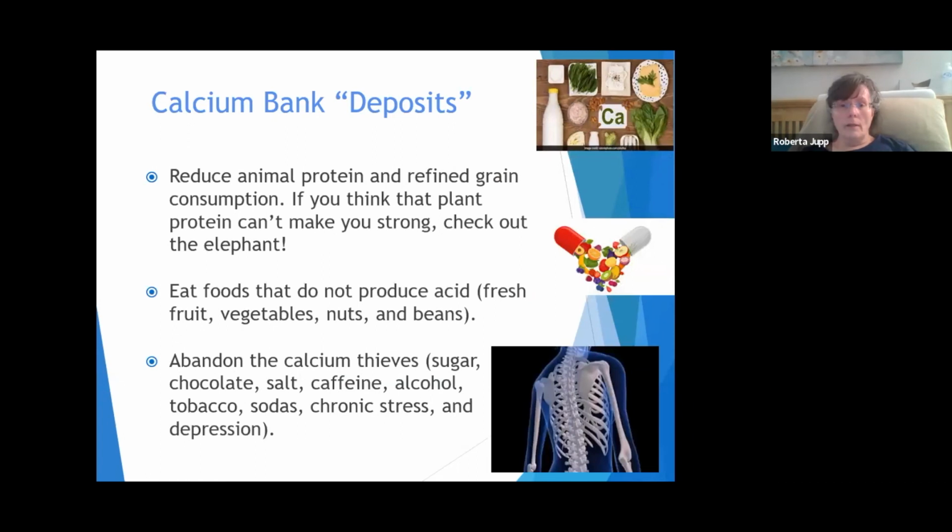All right. So we want to watch our animal protein. We don't have to cut it completely out, and we don't have to cut out our refined grains, but we just want to know that every time we have the animal protein and the refined grains, the white flour, the white rice, that kind of thing, that's going to be a challenge to our bones. A lot of people say, well, I can't eat plant protein. I want to be strong. The strongest animals on the planet eat plants, like the elephants. So we can be strong. And a lot of triathletes now are eating more plant protein.